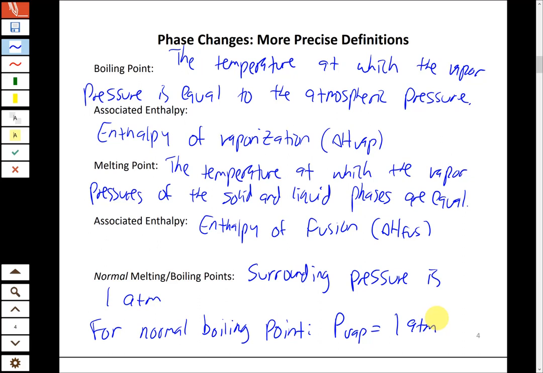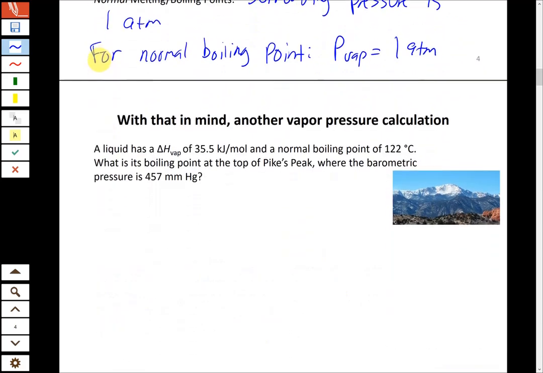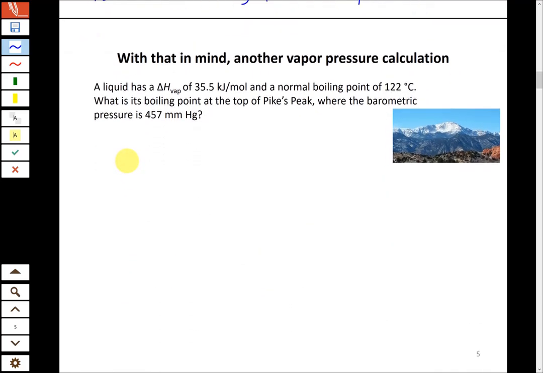And so we're going to see that here in an example problem, which is sort of another complementary or alternative way of using that same relationship that we just talked about. So we have a relationship between temperature and vapor pressure that also involves enthalpy of vaporization. So if we have a liquid that has an enthalpy of vaporization of 35.5 kilojoules per mole and a normal boiling point of 122 degrees Celsius, what is the boiling point at the top of Pikes Peak? That's one of the tallest peaks in Colorado, or maybe the tallest one, I forget. And there the barometric pressure is only 457 millimeters of mercury.